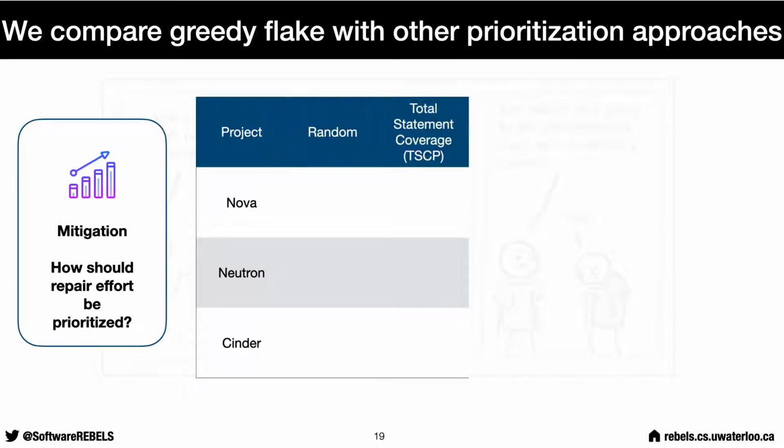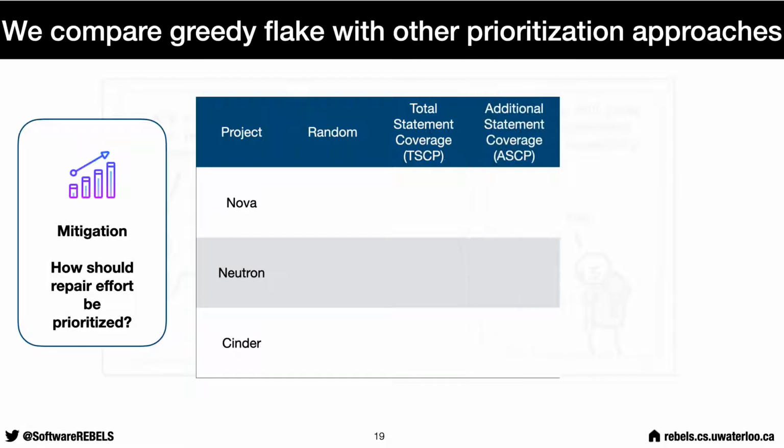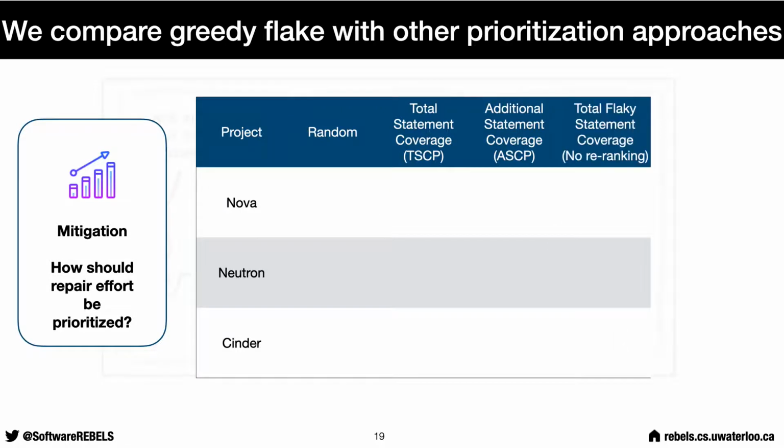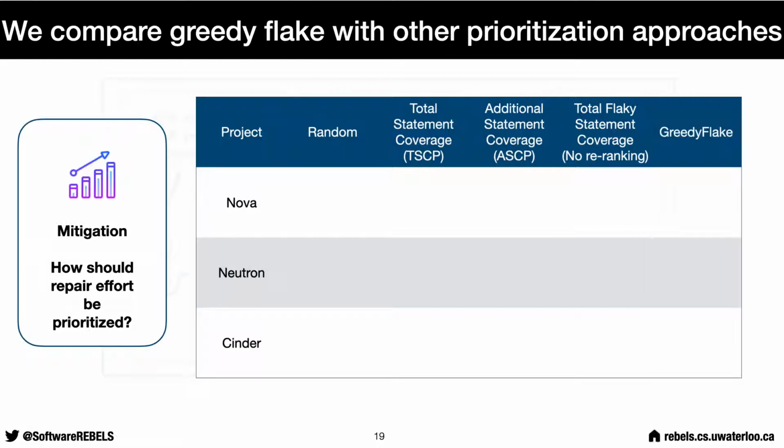Then we compare with total statement coverage where we select the test that has the maximum coverage first. Then we have additional statement coverage, which is total statement coverage but with a re-ranking step. And then we use total flaky statement coverage. We select the test that has the maximum flakily covered statements first, which is GreedyFlake without a re-ranking step. And then there is GreedyFlake in and of itself.